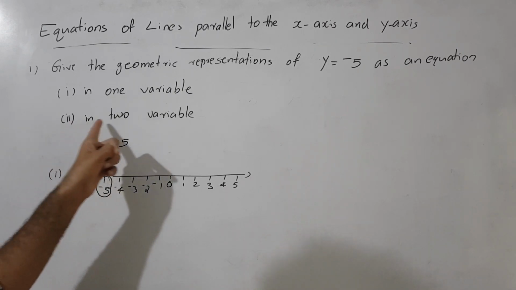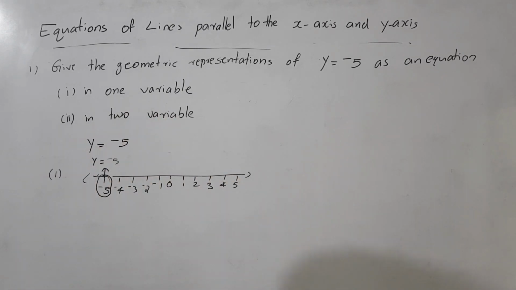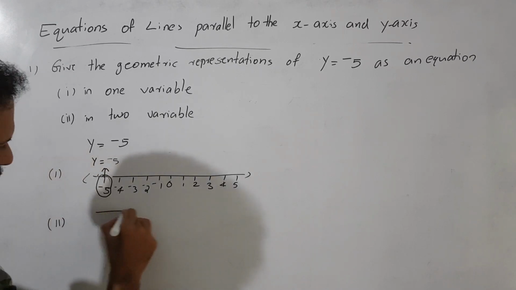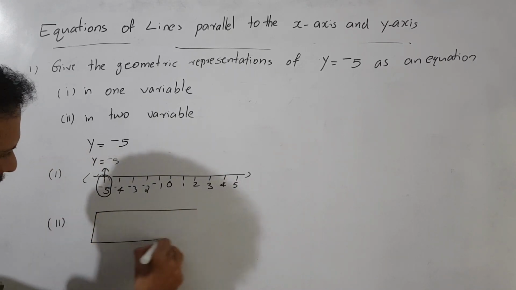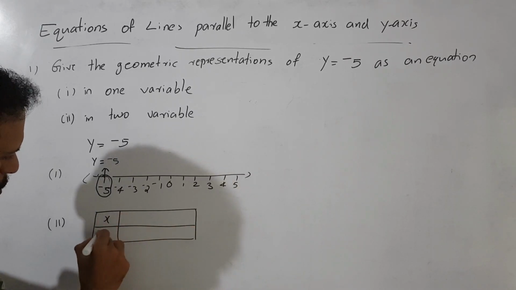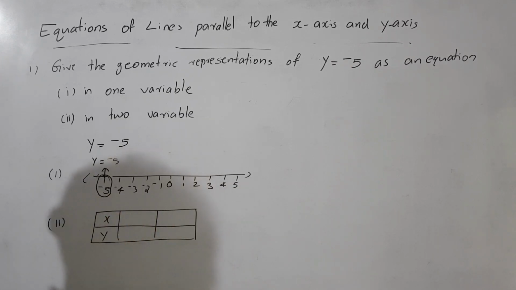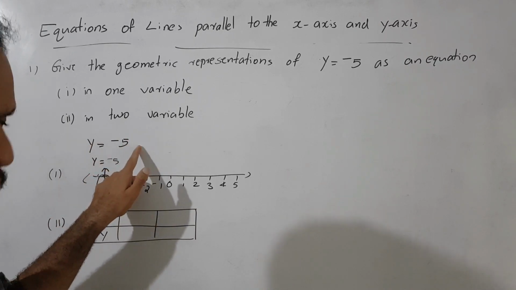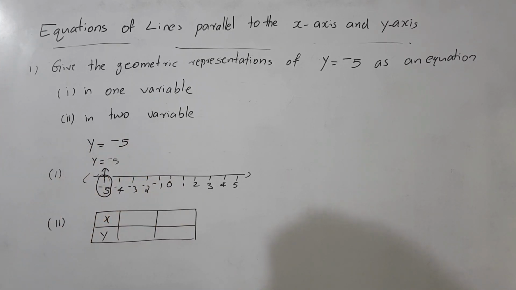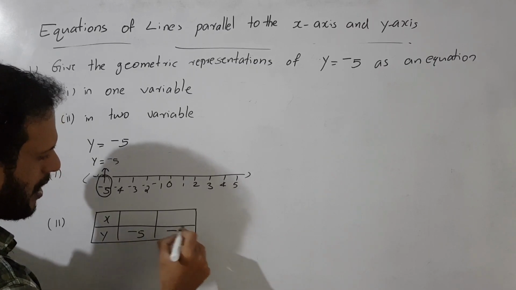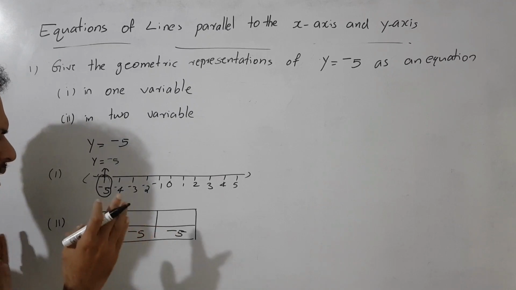Then the second one, in two variable, means we need to draw the graph. For drawing the graph, we know that we need at least how many solutions? Two solutions. For writing the solutions, in these cases we make a column like this or a coordinate form. Okay, x value, y value. We know in all the cases what is the value of y? The y value never changes. The y value is minus 5. So we fix first the minus 5, minus 5, minus 5. Then choose any value for x that you like.